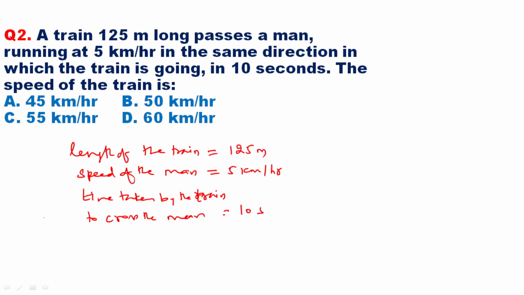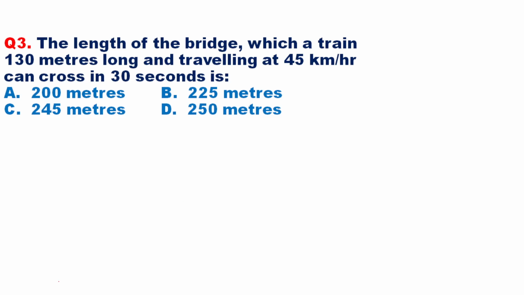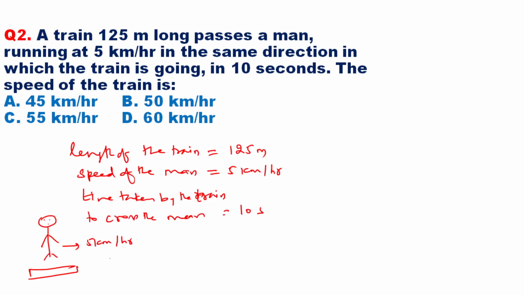Suppose the man is here, running at the speed of 5 kilometer per hour. The train is also moving in the same direction. That man is running at 5 kilometer per hour, and the train is running in the same direction. We can take its speed as v kilometer per hour.